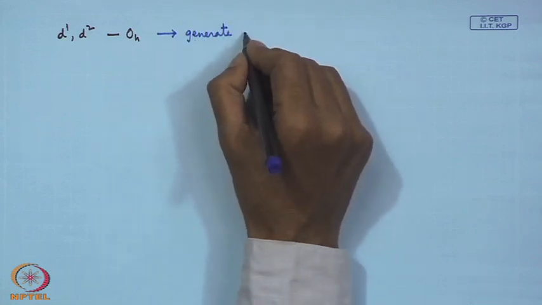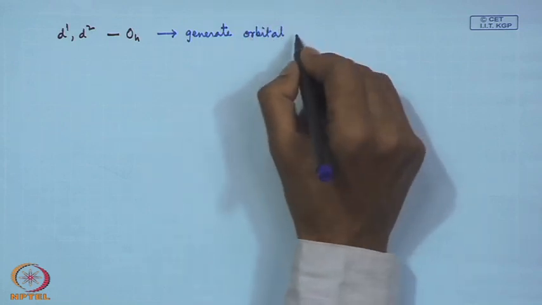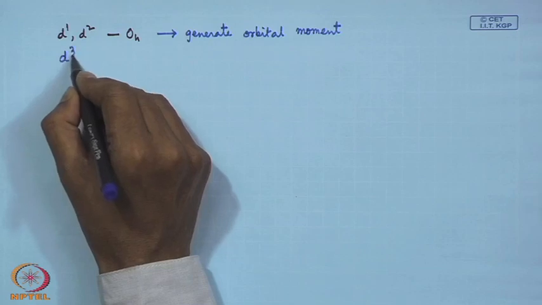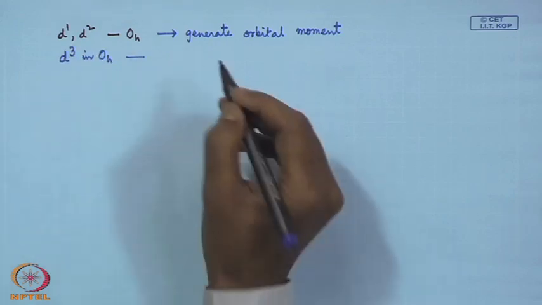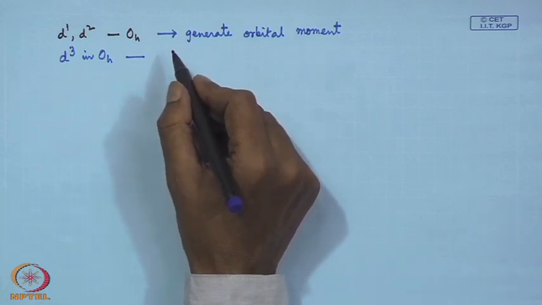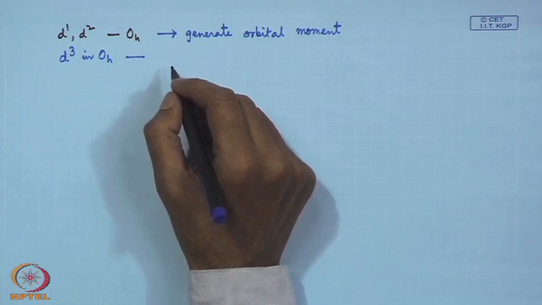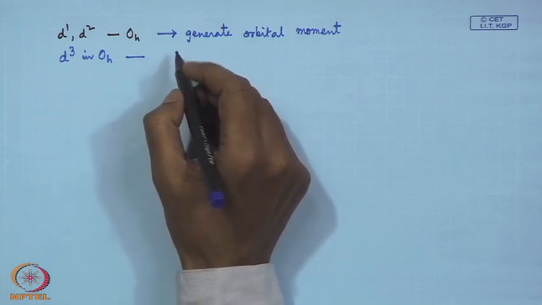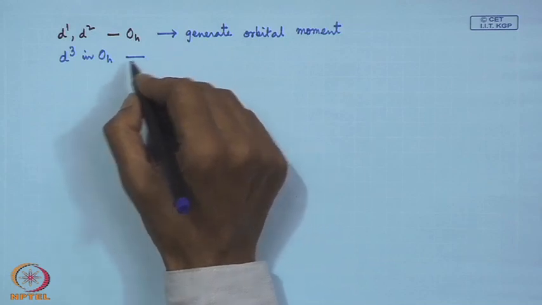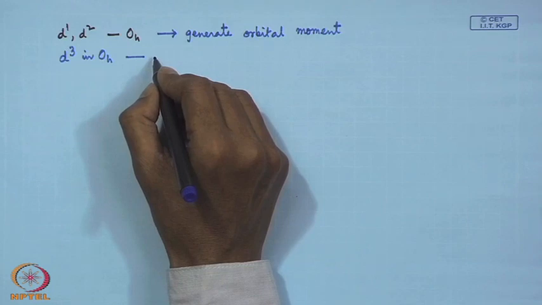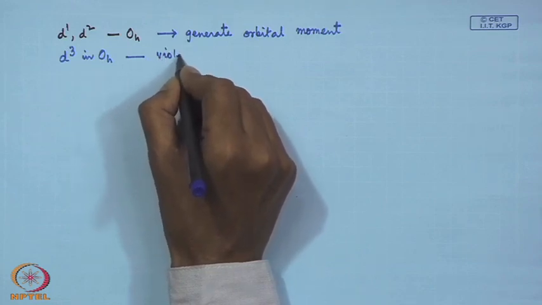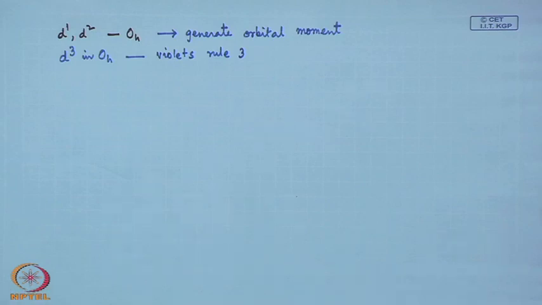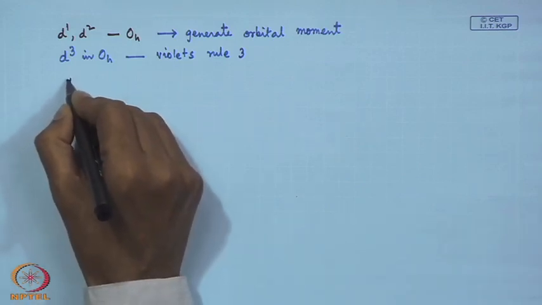They would be able to generate orbital moment. But d3 in the same octahedral geometry violates the rule we predicted earlier, rule 3, that means the orbitals should not contain electrons of the same spin. Already we have these electrons with this spin, so this will not contribute. So, in octahedral fields, d3 will not have this orbital contribution, so it violates rule 3.